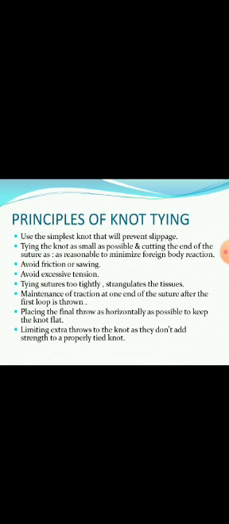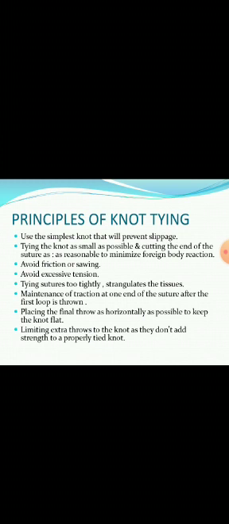The surgical knot has 3 components: a hoop, the knot, and the ears. The hoop is created by the knot itself, which is composed of a number of tight rows, and the ears are the cut ends of the suture. The principles of knot tying: it's better to use the simplest knot that will prevent slippage. Tie the knot as small as possible and cut the ends of the suture short to minimize foreign body reaction.